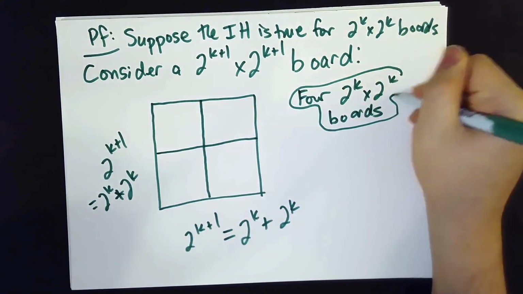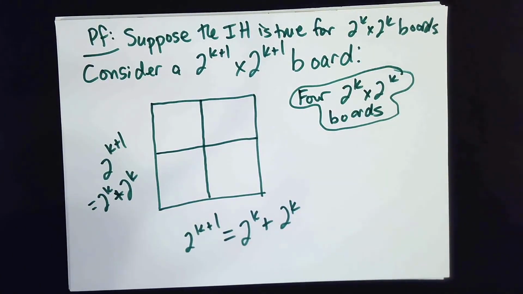Now think about for a second, why is that a good idea? And the reason why that's a good idea is that the only thing we get to assume in our inductive hypothesis is something about 2 to the k by 2 to the k boards.